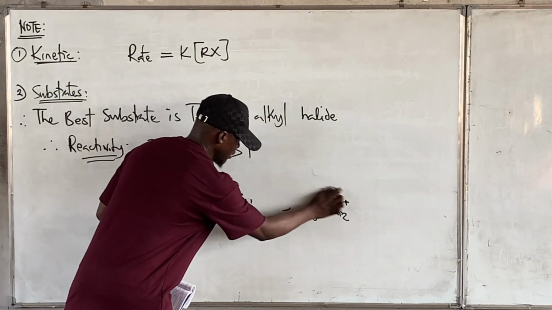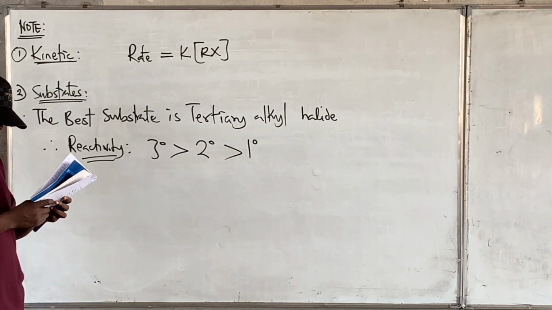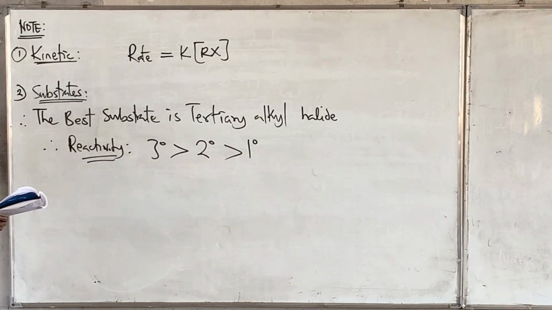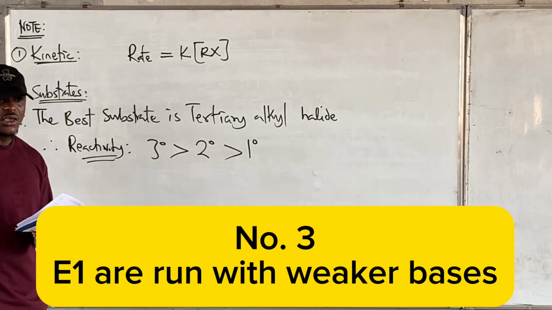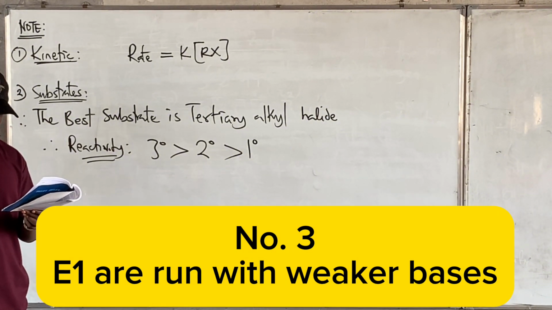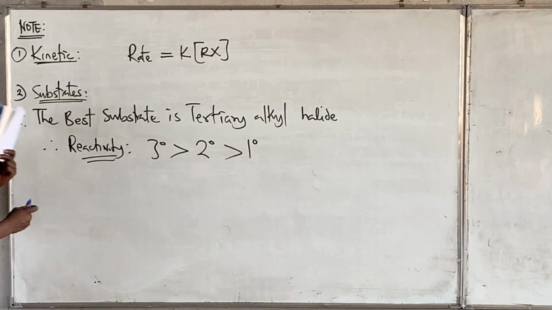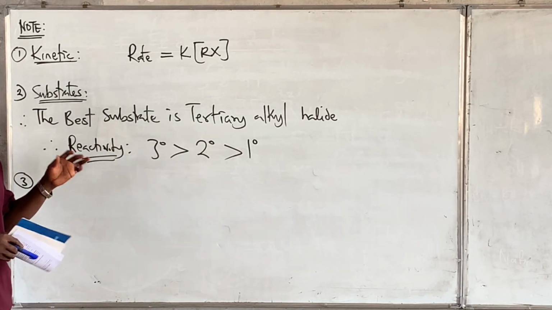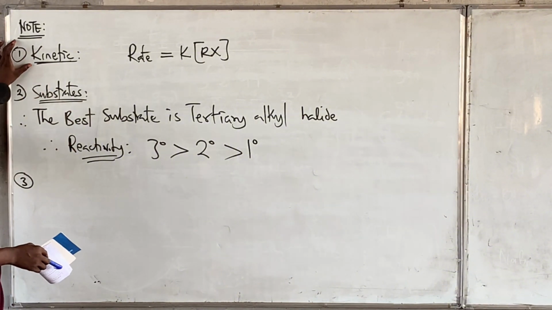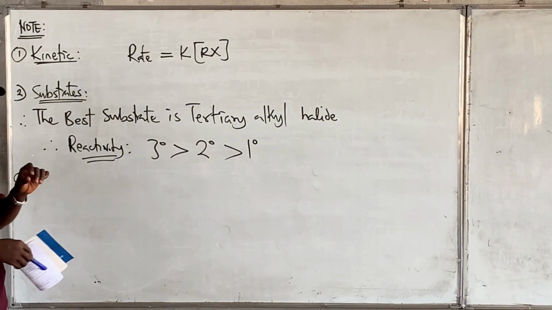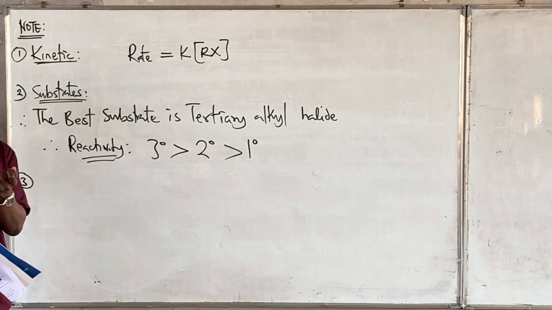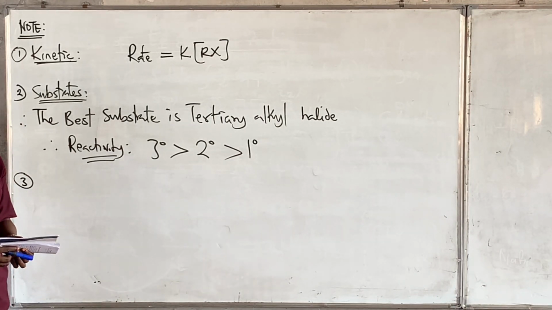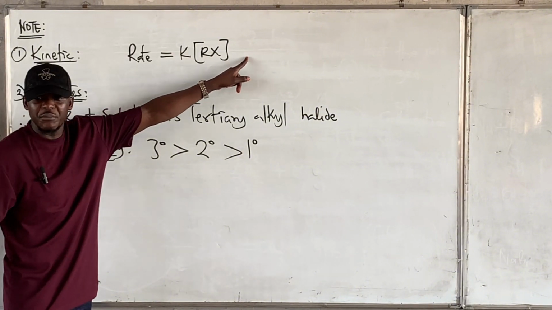So let's look at the next key point. Please put down: E1 are generally run with weaker bases. I'm just trying to tell us these are things that will help us distinguish E1 from E2. The first one is kinetics. The second is substrate. The third, remember in E2 we said they are run with strong bases. And I'm telling us now that for E1 it is run with what? Weaker bases. But in this case now, the kinetics does not involve base.